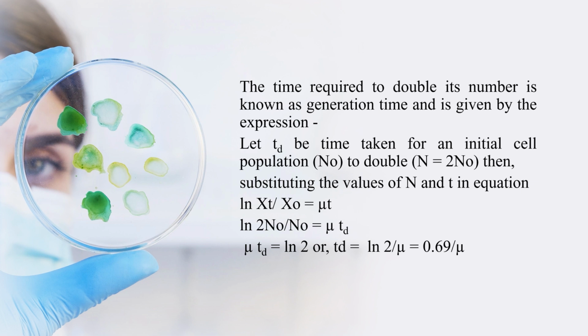Talking about equation number 1, natural log of xt by x naught equals mu t. Now, what do you have? The initial number of cells and the final number of cells, because you are talking about doubling time. So you have natural log of 2 N naught by N naught equals mu t, where t becomes TD because we are talking about generation time. So the equation becomes mu TD equals natural log of 2, or TD equals natural log of 2 by mu. What is natural log of 2? It is 0.69, so TD is 0.69 by the specific growth rate.